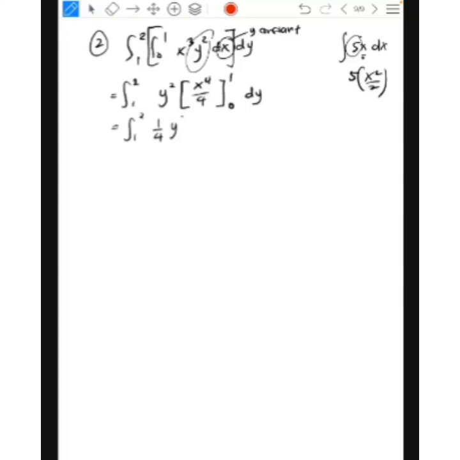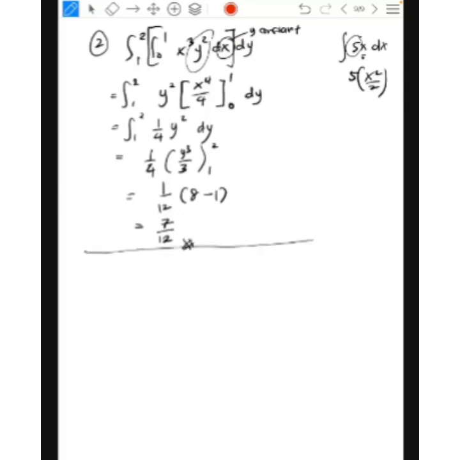Okay, so 1 to the power of 4 is 1, minus 0 is 0, so we get this one. And then you can solve for y. Okay, 2 to the power of 3 is 8, minus 1, 1. Okay, so kita dapat 7 over 12. Okay, so the rest pun sama lah tu.